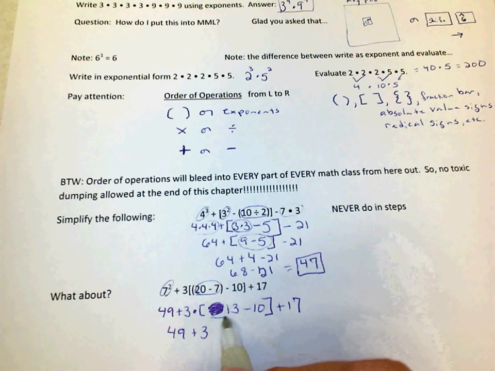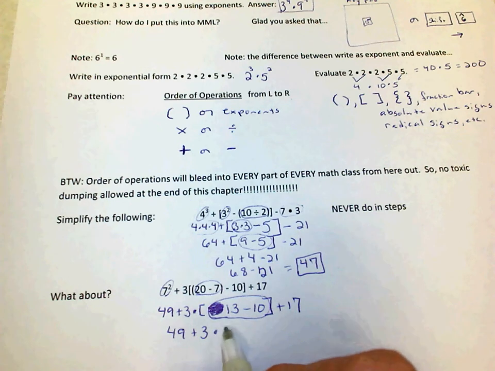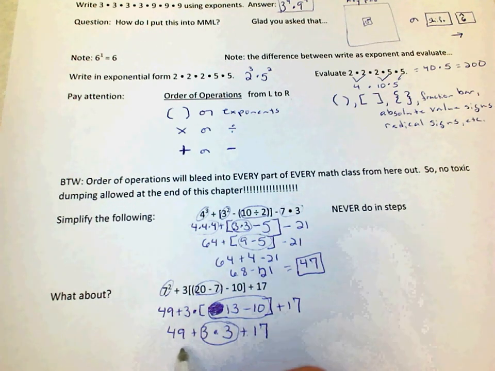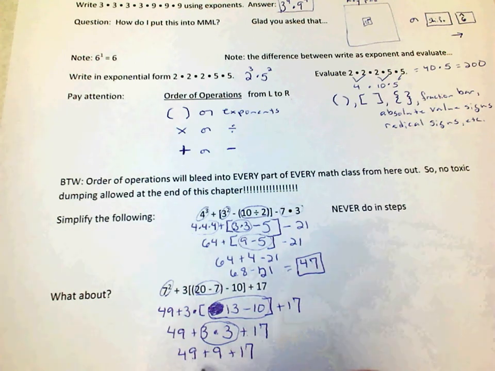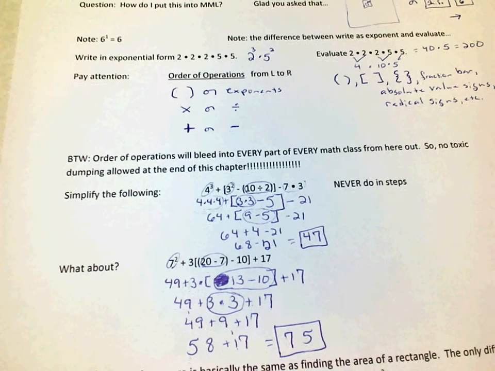Now, 3 minus 13 leaves us times 3, and then plus 17. Times is a bigger dog than plus, so I have to do the times. So 49 plus 9 plus 17. Now 49 plus 9, 9 plus 9 is 18, so I take the 8 plus 1, that's 58, plus 17. 8 plus 7 is 15, so I'm going to add 1, so that's 75. So the answer here is 75. Again, if you have questions, ask.